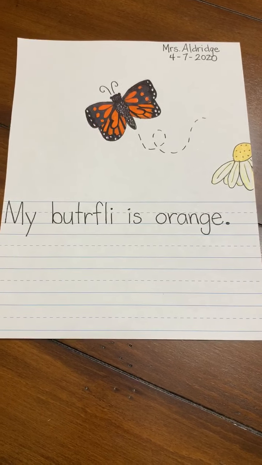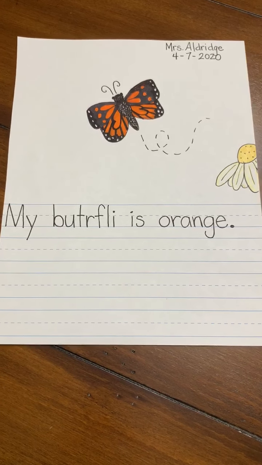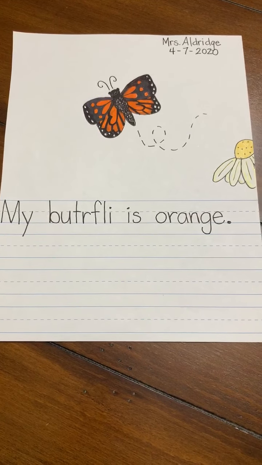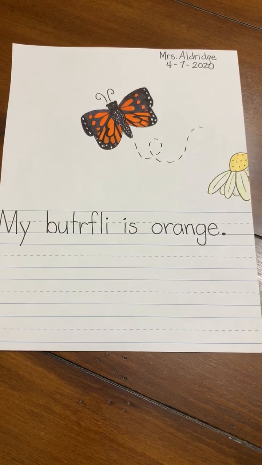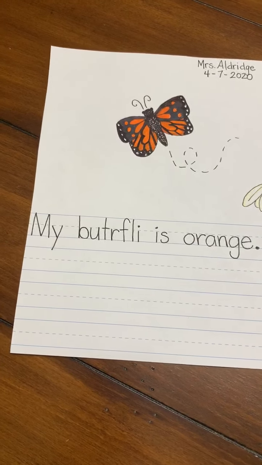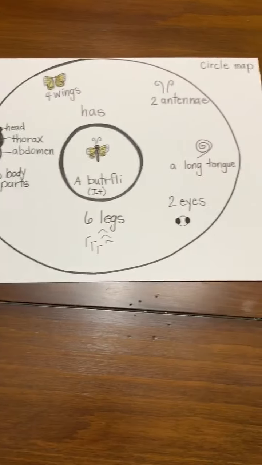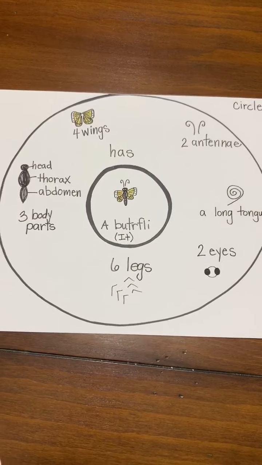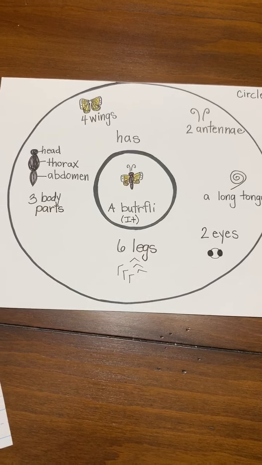Okay, so yesterday we did our directed draw of the butterfly, and we wrote a simple sentence that I'm hoping you saved, because you will need that entry and a pencil to continue our writing for today. One of the tools that we learn in kindergarten for writing is a circle map. And a circle map is this that I've already done for you, and it basically breaks down the facts that we learned about an animal.